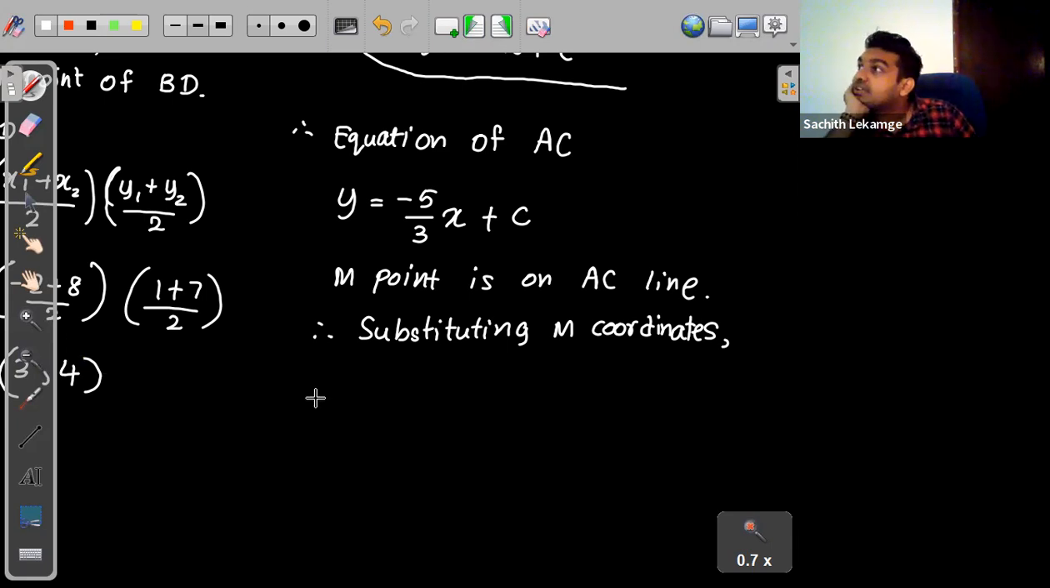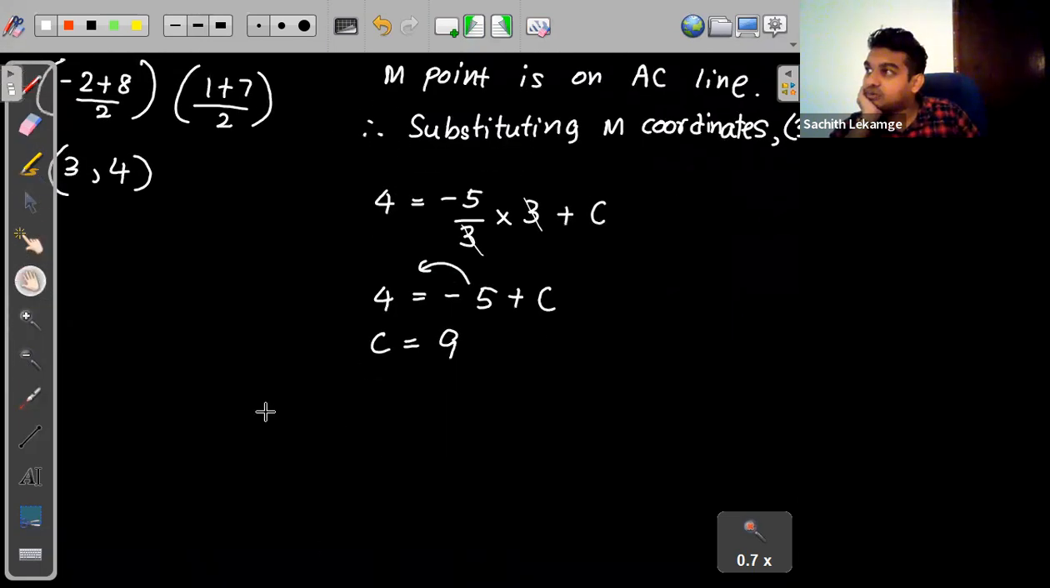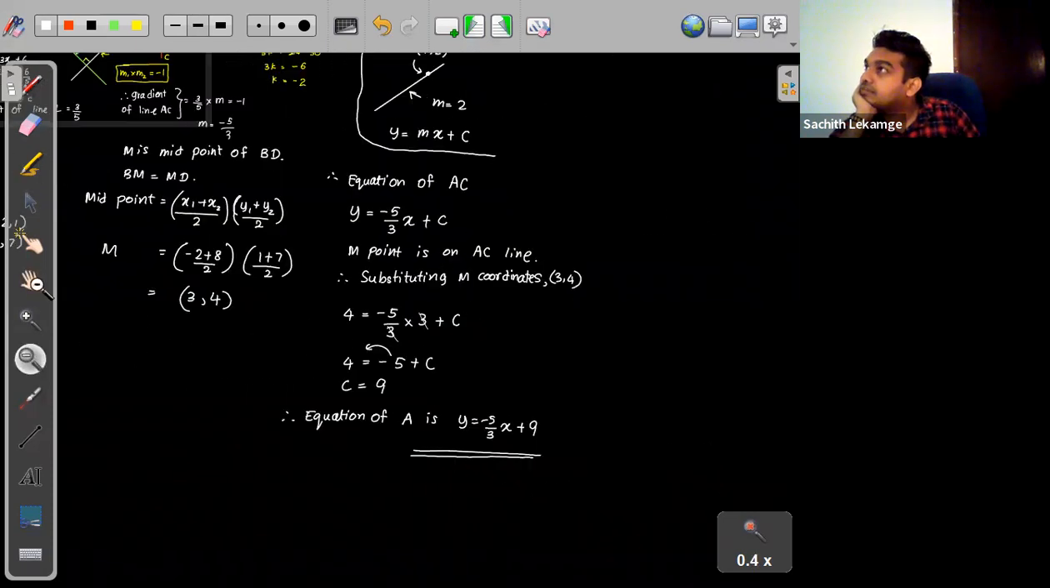Okay, so then I'm writing, what is the coordinate? 3, 4. Y coordinate is 4, equals minus 5 over 3 times the X coordinate, 3, plus c. See, the 3 and 3 cancel out. Then you are getting 4 equals minus 5 plus c. Make it c equals 9. Therefore, the equation of AC is y equal to minus 5 over 3 x plus 9.